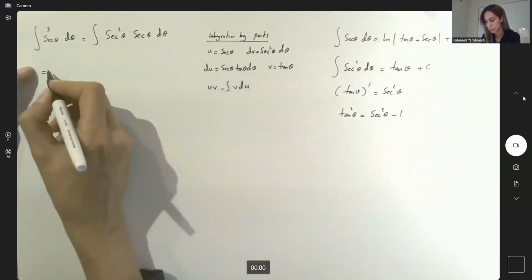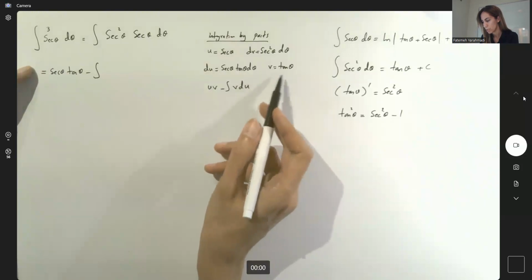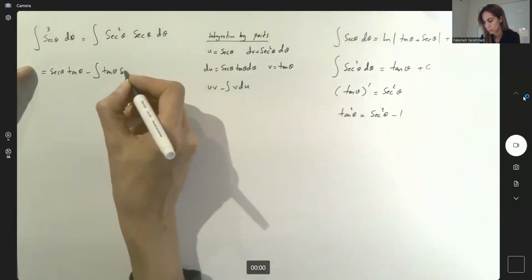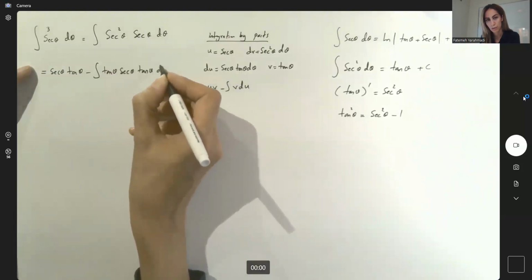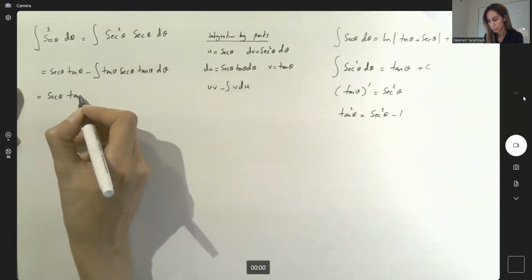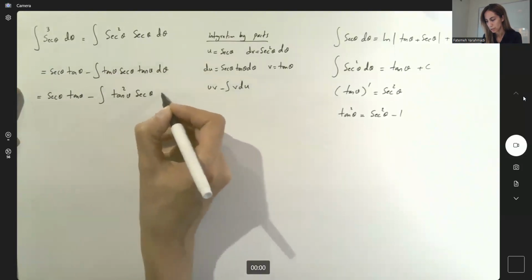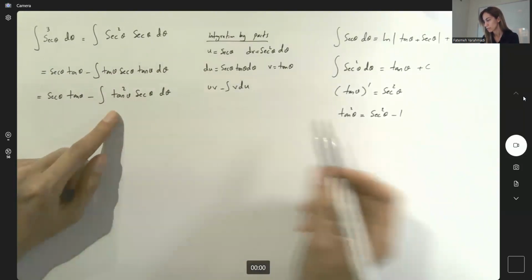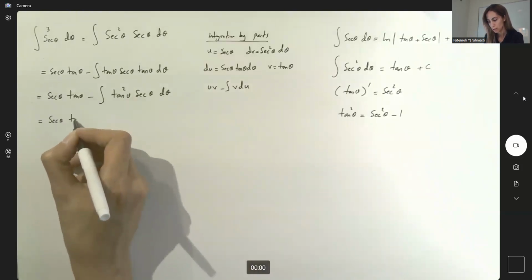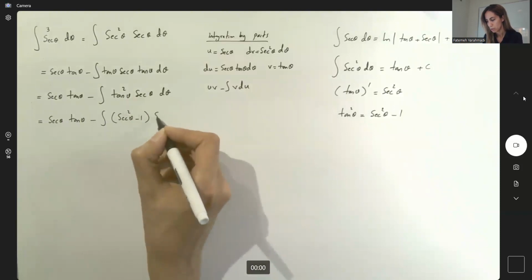Okay, what is u? u is secant theta. What is v? v is tangent theta, minus the integral of v du, tangent times secant times tangent, secant theta times tangent theta d theta. So what happens? You end up with secant theta times tangent theta minus the integral of tangent squared theta secant theta d theta. Tangent squared can be written as secant squared minus 1.